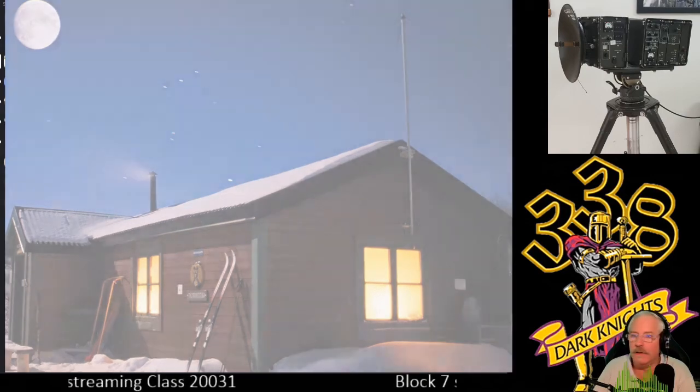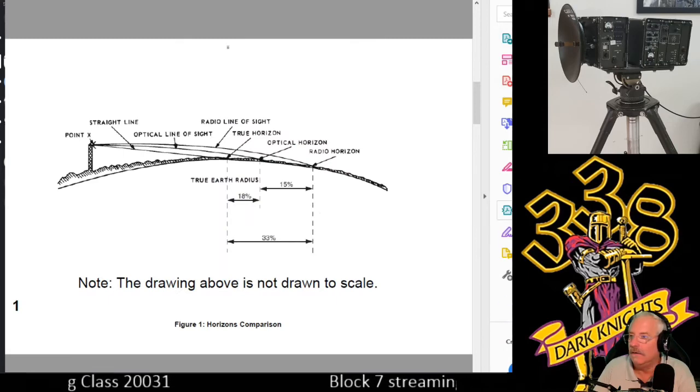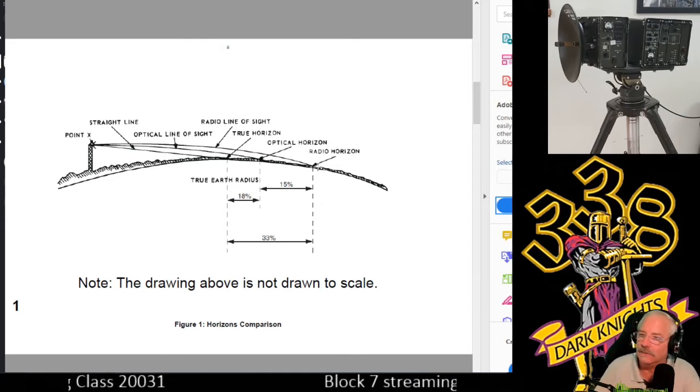It is the same number. There you go. Not sure if you can see the bottom portion up there that says true Earth radius. It'll show you the diagram for true horizon versus optical horizon. That's 18%. And between optical horizon and radio horizon is 15. But your true horizon to radio horizon is 33. So you're basically adding 18 to 15 to get you 33.